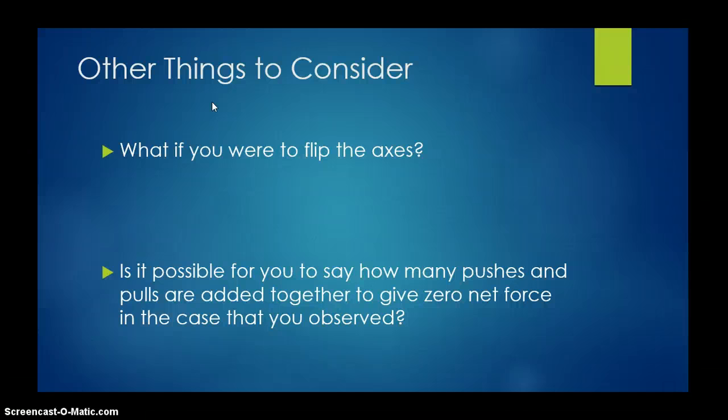Is it possible for you to say how many pushes and pulls are added together to give zero net force in the case that we observed? Yes, because in the upwards direction you have a normal force, and in the downwards you have gravitational force. Those two cancel each other out. In the negative x direction we have a friction force, and in the positive x we have a forward force, and those two cancel each other out.